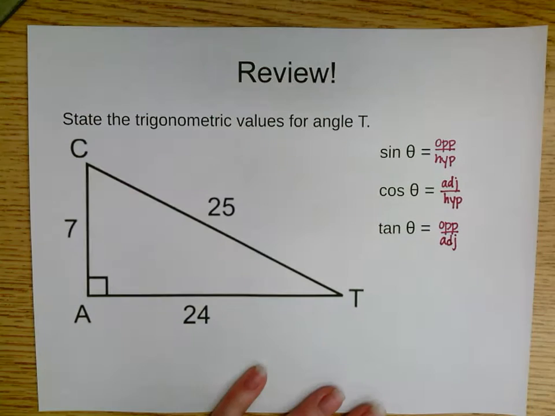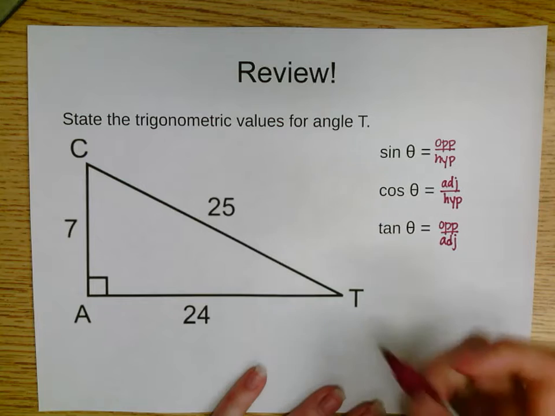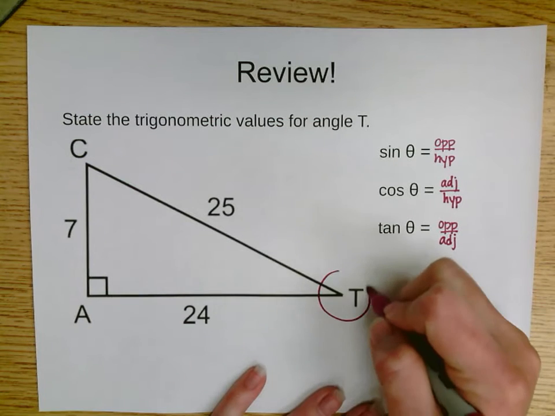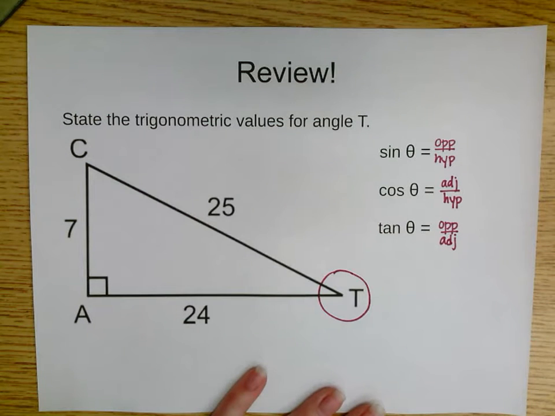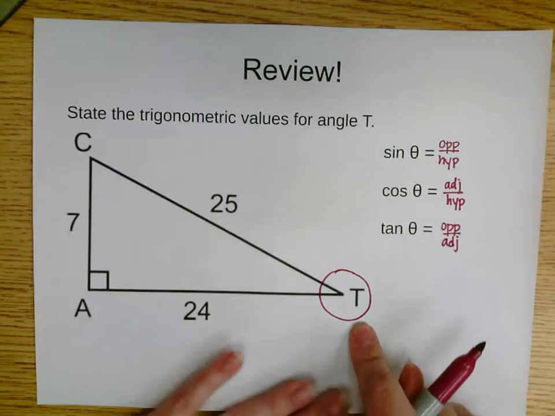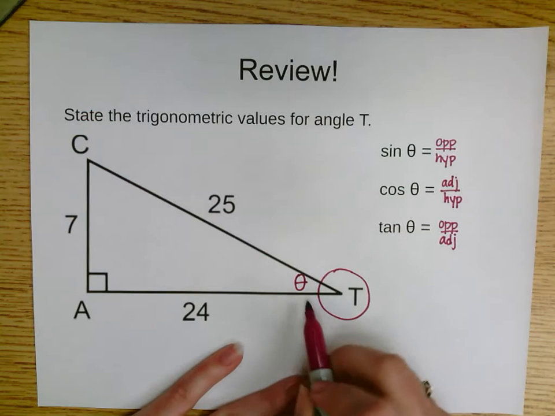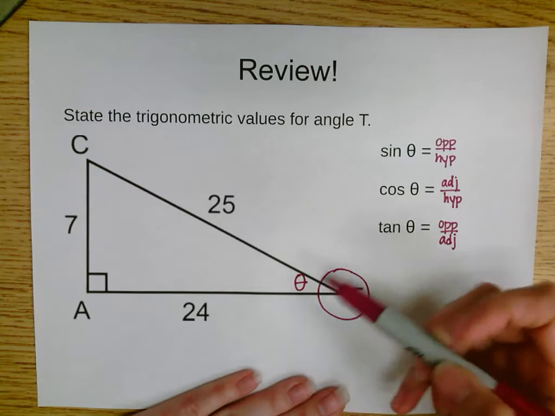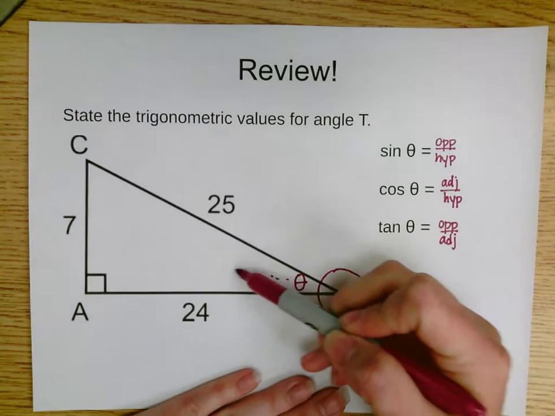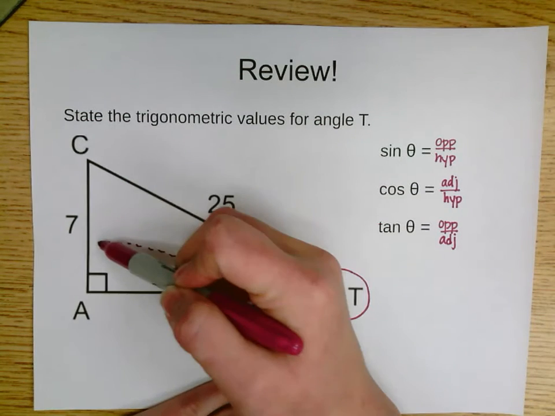So what I'd like you to do is just kind of review this. You can do this on a little piece of paper or in your notebook somewhere. I want you to write what the sine, cosine, and tangent ratios of this triangle are for angle T. Alright, if I'm looking at angle T, that means that this is angle theta. Remember, theta is just like a variable. It's an x.